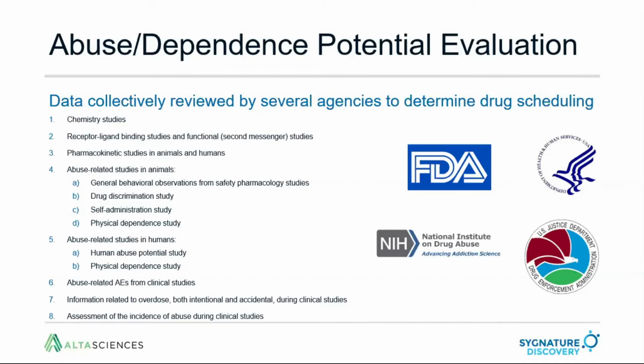At the time of an NDA submission, there's a list of data that is collectively reviewed to determine the abuse potential and need for drug scheduling. The review process is conducted across several agencies during the NDA review, and it includes the FDA, which includes also the Division of the Controlled Substances staff, the Department of Health and Human Services, NIDA, which is part of the NIH, and ultimately the scheduling determination is actually made by the DEA, the Drug Enforcement Agency. All of the preclinical and clinical data listed here is reviewed in the form of an 8-factor analysis. Next slide, please.